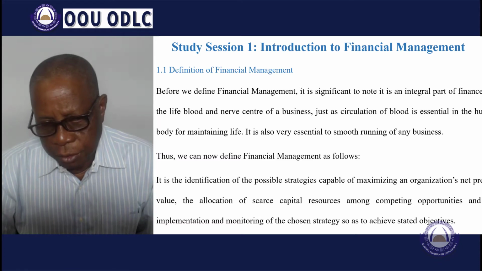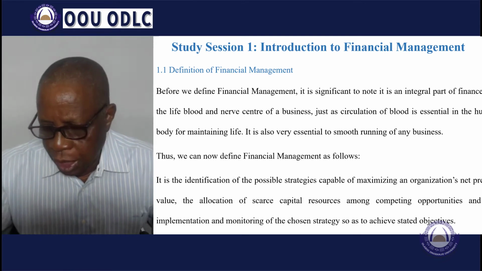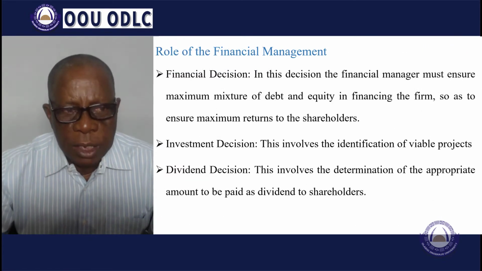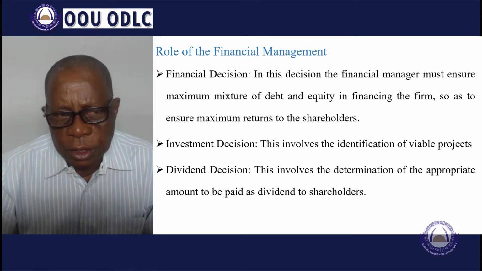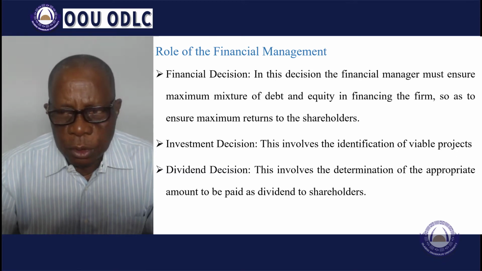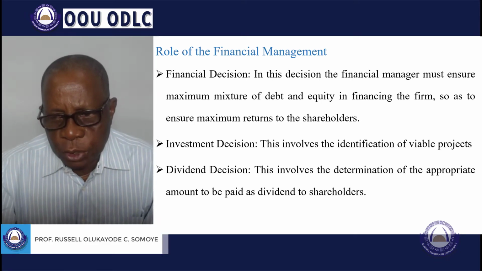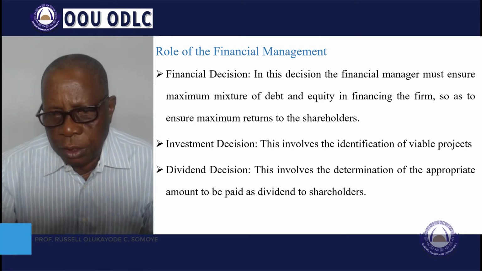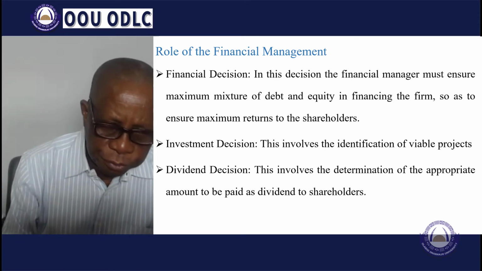It is essential that when a firm wants to grow, it needs to optimize its financial structure. We shall continue to discuss that in the subsequent section. What are the roles of financial management? It is to provide us solid financial decisions. To be able to make it, a finance manager must be able to ensure maximum mixture of debt and equity. That's the financial structure, the capital structure we mentioned in the topic, to ensure maximum returns to the shareholders.